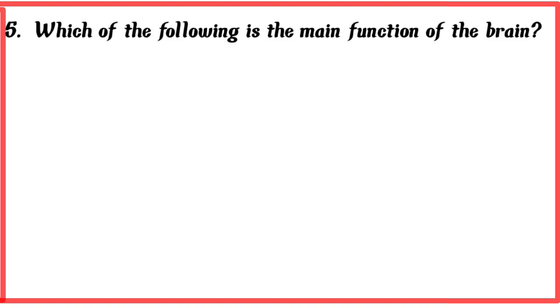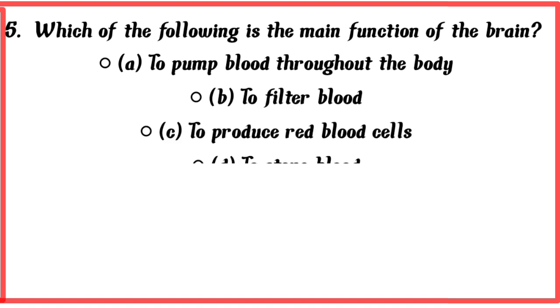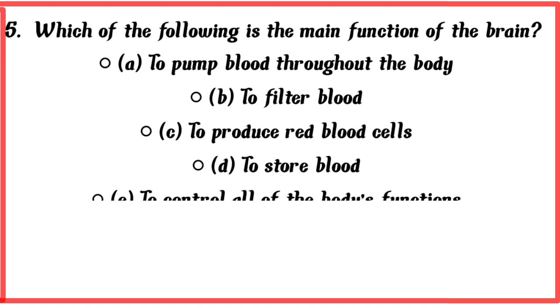Answer E. 5. Which of the following is the main function of the brain? A. To pump blood throughout the body, B. To filter blood, C. To produce red blood cells, D. To store blood, E. To control all of the body's functions.